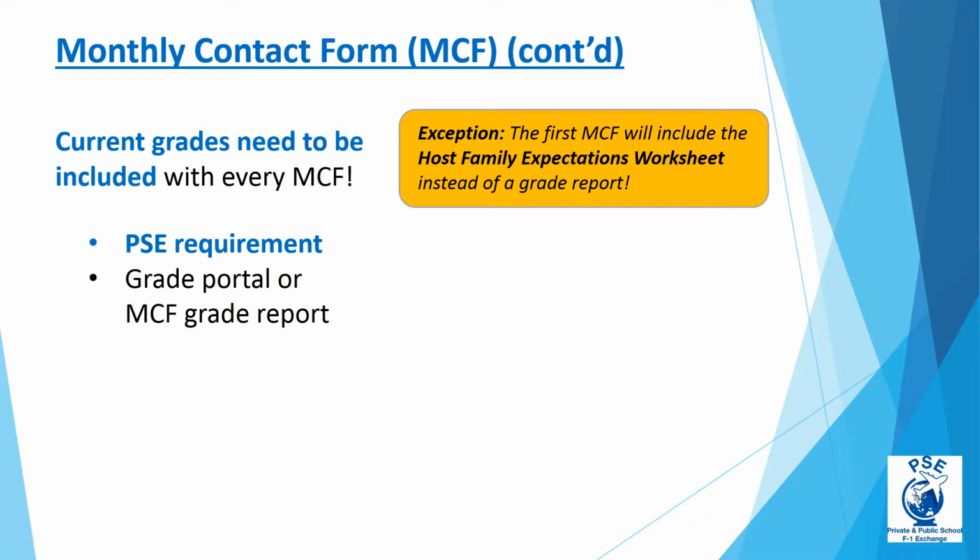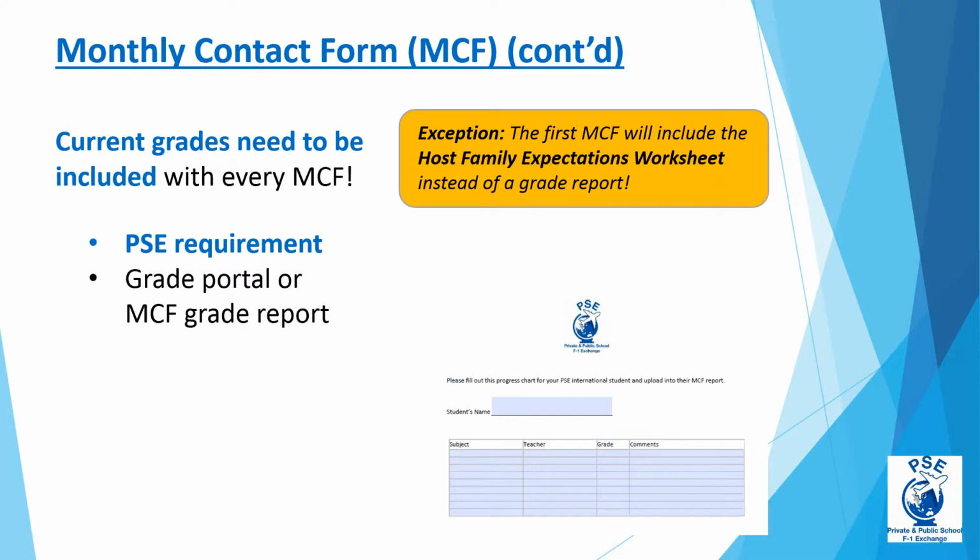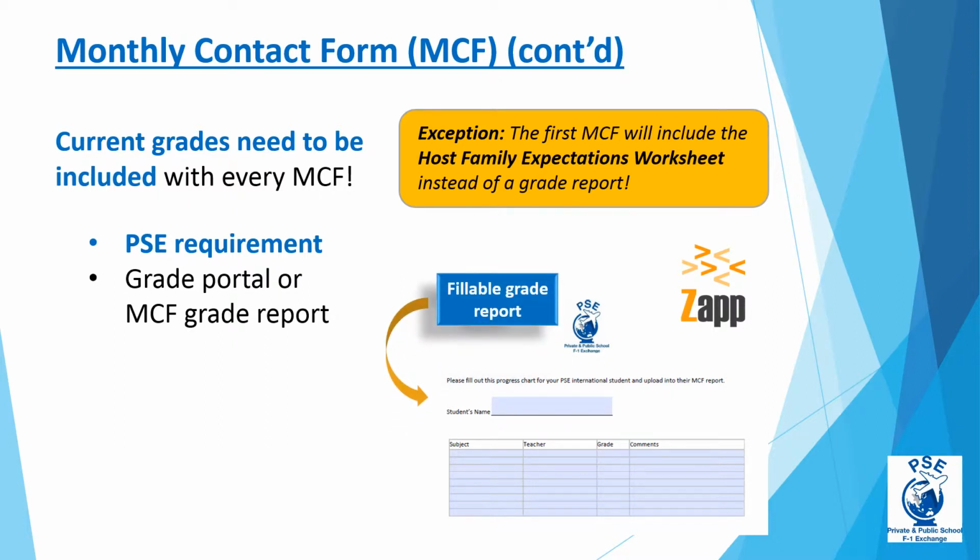If you do not have direct access to the students' grades, then it is the student's responsibility to have their teachers fill out the MCF grade report available in the ZAP Resources section. The student needs to return the completed report to you, their local coordinator. Current grades should be uploaded into the MCF in order for the submitted reports to receive credit. You may upload the grade report from the grade portal or use the MCF grade report, which is available in a fillable PDF format. Uploaded grades should be clear and legible.